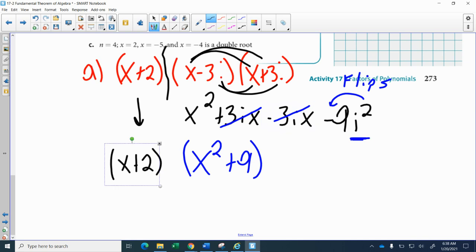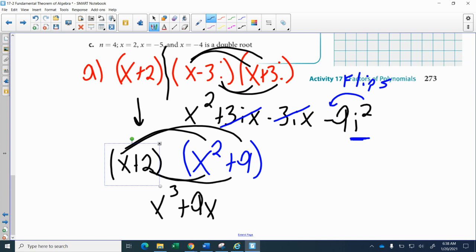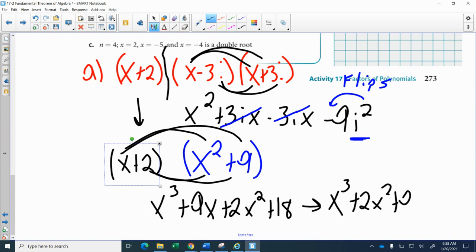So now I do x times x squared, x times 9. That would give me x cubed plus 9x. Then 2 times x squared, 2 times 9 would be plus 2x squared plus 18. At this point, I look to see if I can simplify or combine anything together. Unfortunately, there are no like terms there. So let's just write it in standard form: x cubed plus 2x squared plus 9x plus 18. And I have my final answer right there.